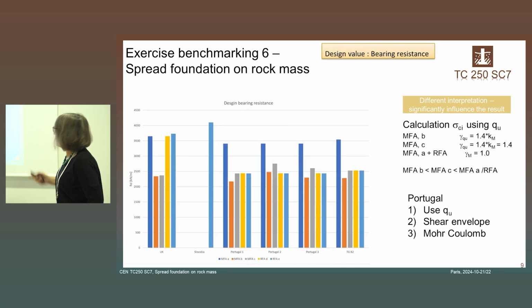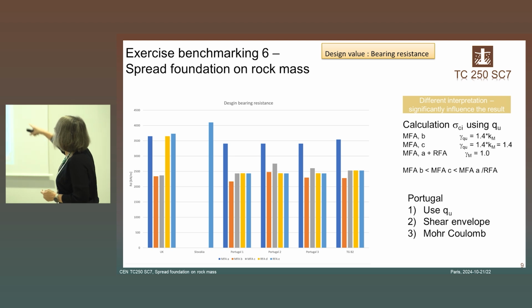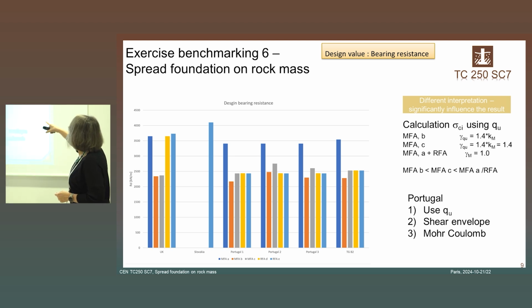So, and then we come to this one. This is also very interesting. Of course, MFA, bearing resistance: the B version would be 1.4 times km. The C version is 1 times 4 km. And A and B would be just 1.0. So there will be a relationship between these.